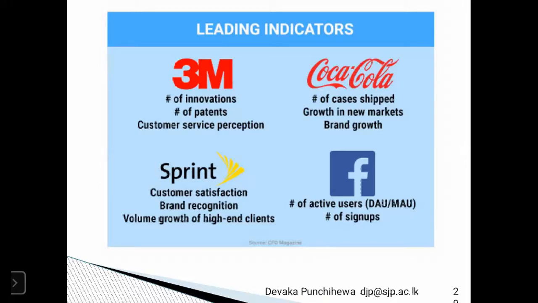So when it comes to Sprint, what are their leading indicators? The customer satisfaction, brand recognition, volume growth of high-end clients, right? All these, can we change customer satisfaction? Yes, we can, right? If you offer superior service, obviously the customers are satisfied. So customer satisfaction is there, right? You have to work on that. So what happens if you provided lousy service?